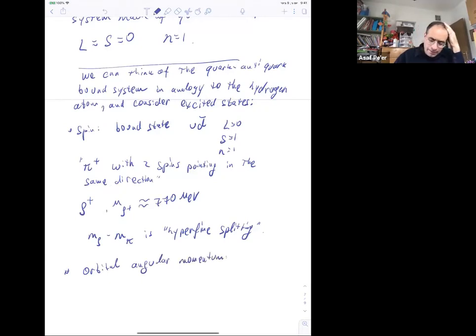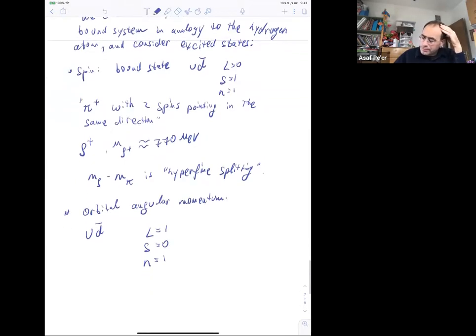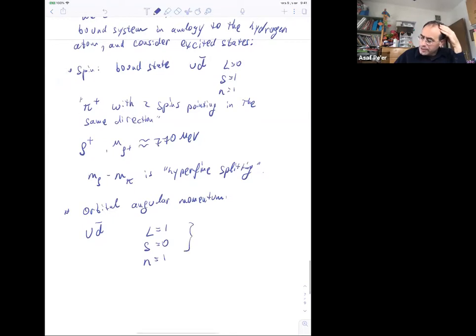So again, just a quick example. I just want to give you the feeling of what there is. If we consider a bound state made of an up and anti-down particle, with now L equal to 1, S equal to 0, and N equal to 1, then this is called a B meson. This is known as a B plus meson.